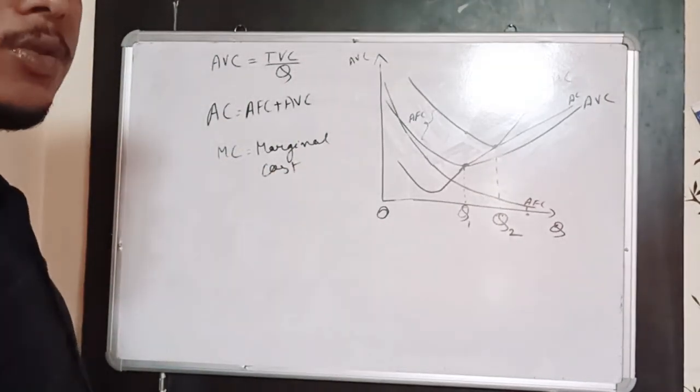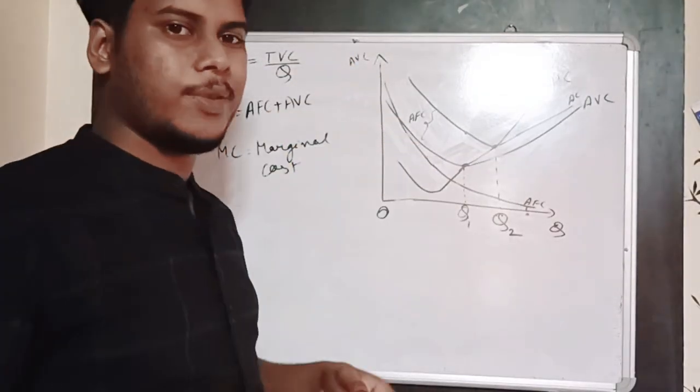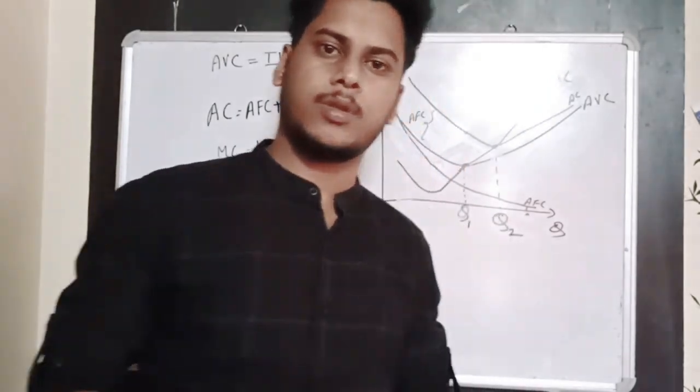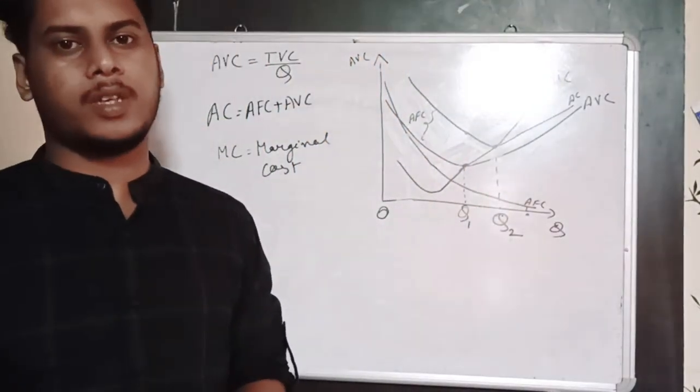And why is it U-shaped? Due to the law of variable proportion. All the curves which are found to be U-shaped are due to the law of variable proportion. All the curves that are found to be inverted S-shaped are also due to the law of variable proportion.